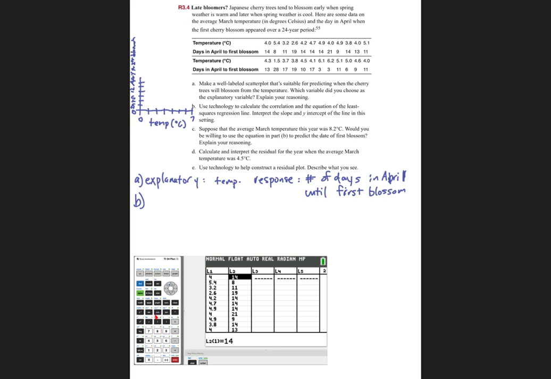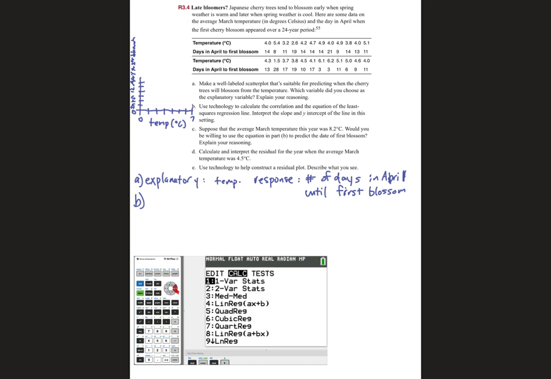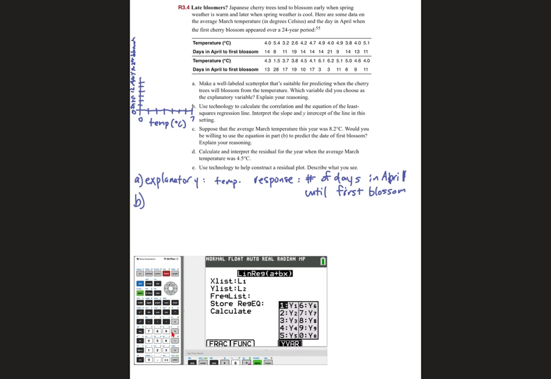Okay, so next thing is to go back to stat and then go to calc, and we'll do number 8 for the LinReg. I've already got L1 and L2 in my X and Y list, so we want to store the regression line for later parts. Store it as Y1.